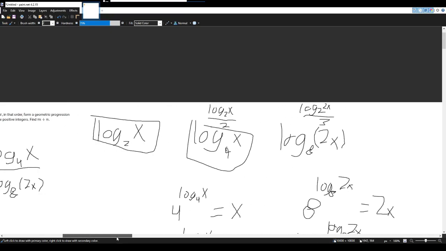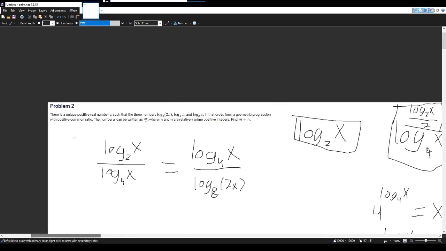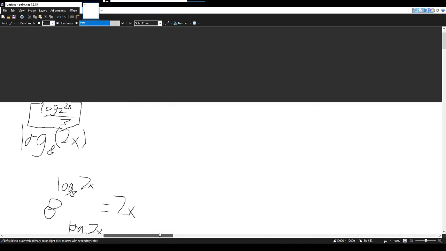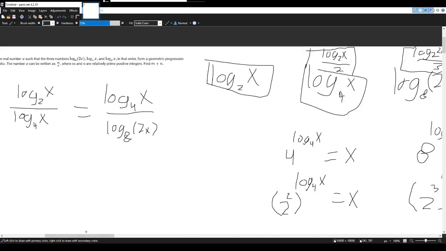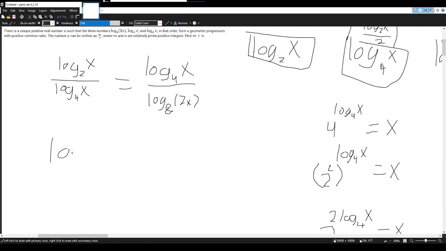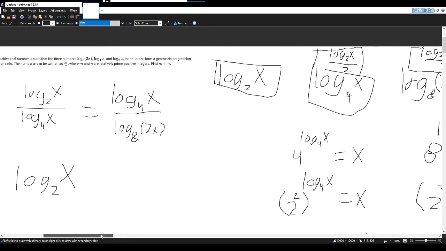Now that we have all three of them in the form of a log base 2, it'll be much easier. So let's rewrite this right here. The log base 2 of 2x is actually going to be the same, so log base 2 of 2x divided by this part. Instead of writing the log base 4 of x, we're going to write the log base 2 of x divided by 2.